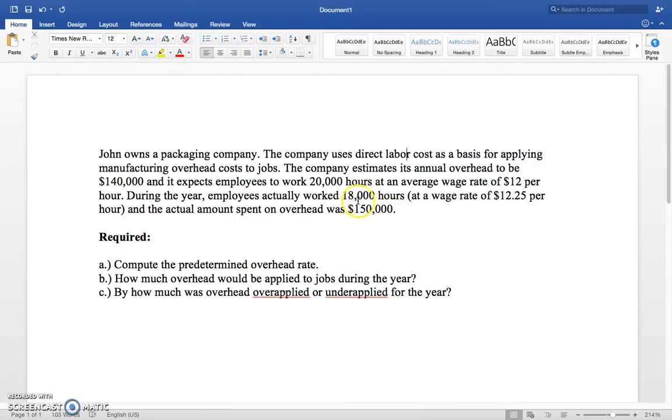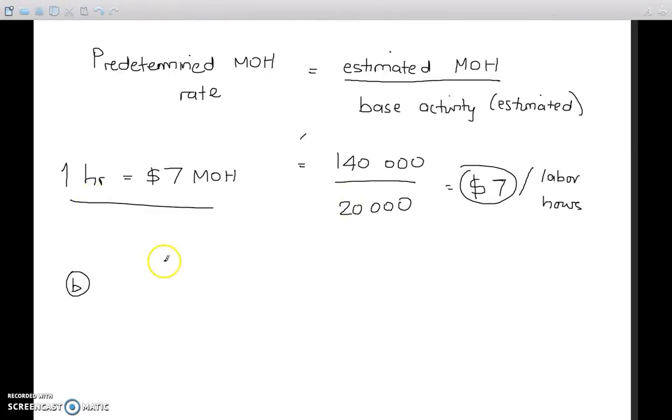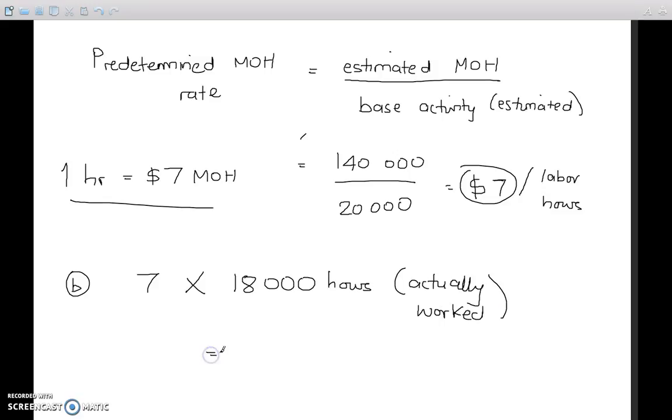All right, so since you actually worked 18,000 hours, this is what you're going to do. You're going to take the 7 that you found here, that's your MOH rate, times your 18,000, which is the number of hours that your employees actually worked, right? So that comes out to 7 times 18,000, that's 126,000. So that, my friends, is your applied MOH. Okay, applied as in that is the amount of MOH that you applied to the jobs that you completed.